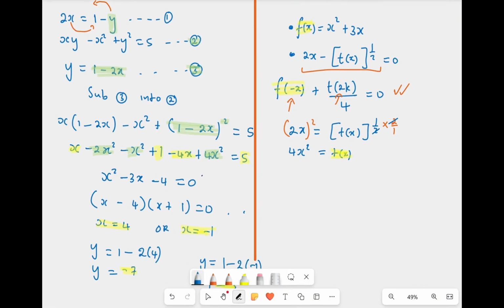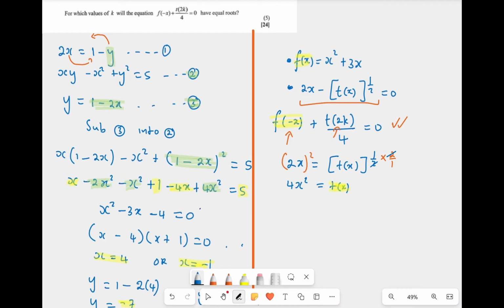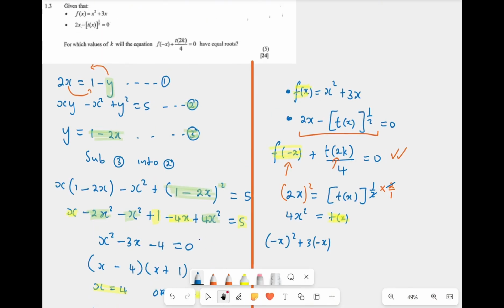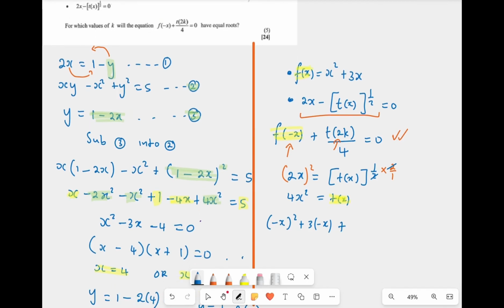So here we are going to have our f of negative x will be negative x all squared plus 3 multiplied by negative x plus now t of 2k over 4 will be, where there is x, we just put 2k, will be 4, and then where there is x, we just put 2k, so it will be 2k all squared all over 4.